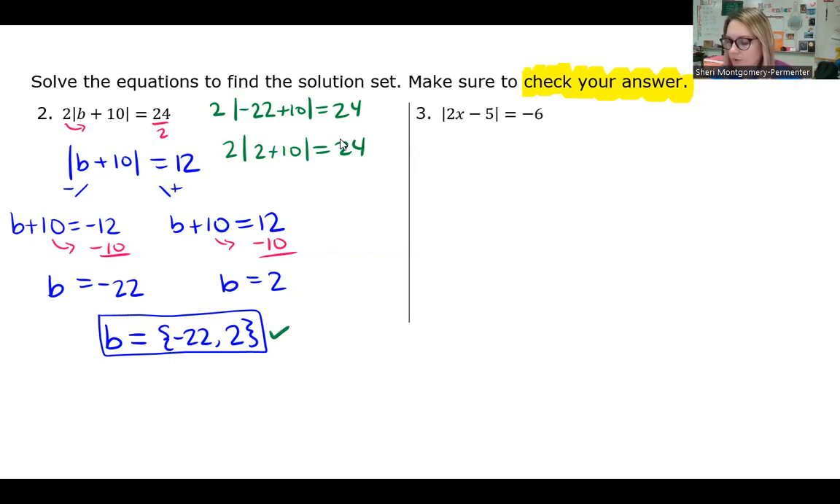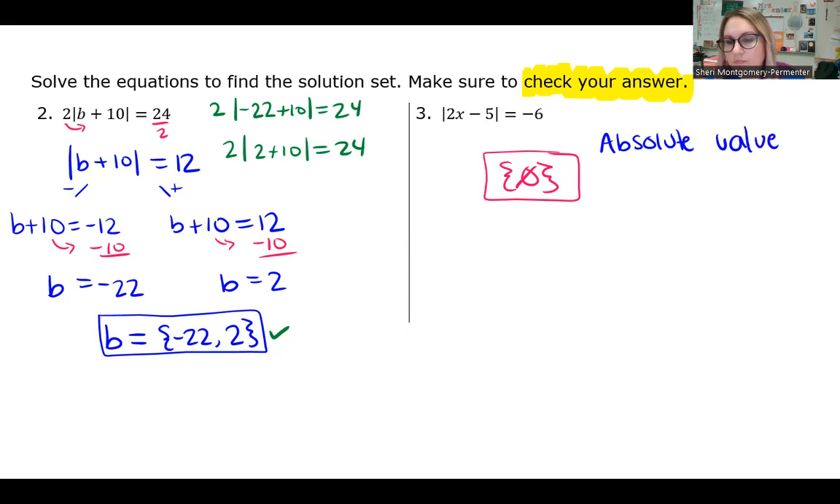The next problem, what should I do first? Yeah, we should stop, right? Why? Yeah, so even if you put down your answer, you're going to be all flustered and taking your quiz. Please write that statement down. Absolute value can't equal a negative. Okay, absolute value cannot equal a negative.